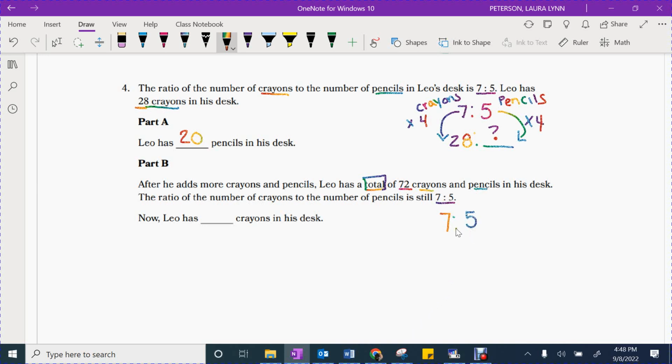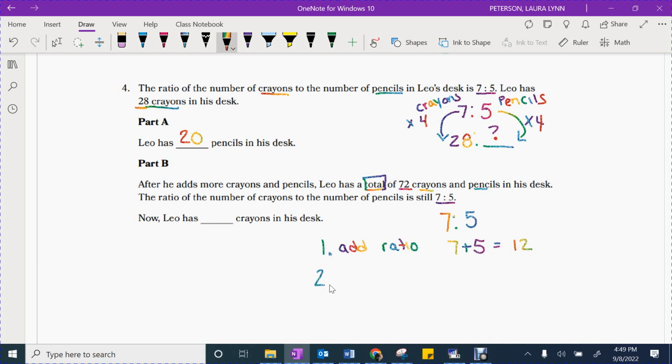I find the fastest way to solve this problem is a 3-step process. Step 1 is adding the ratio together. So what does that mean? That means I'm going to do 7 plus 5. What is 7 plus 5? Well, it's 12.